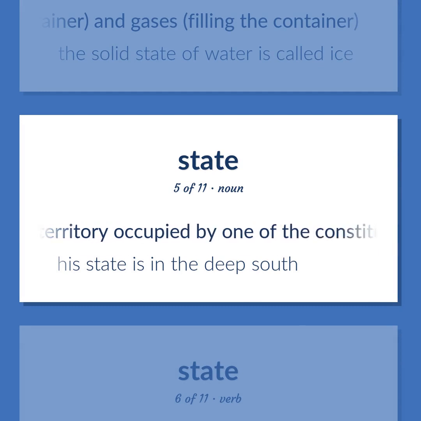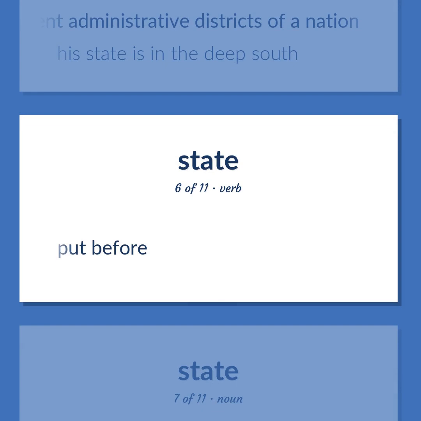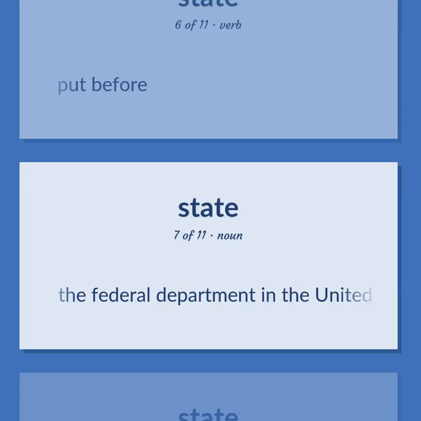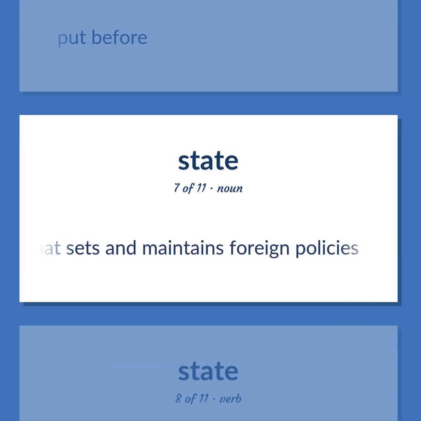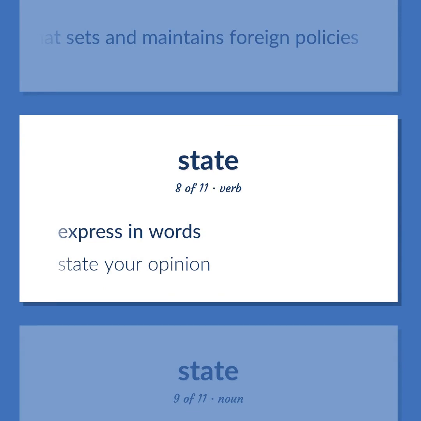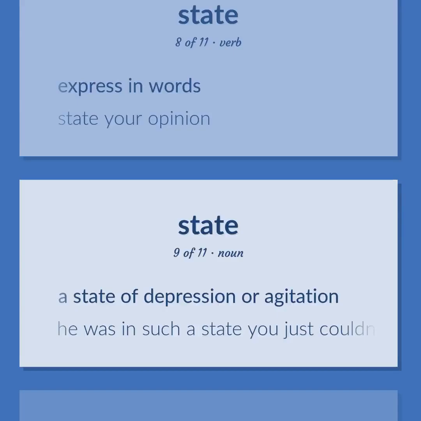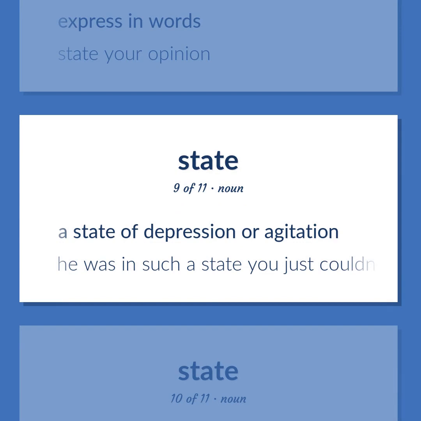The territory occupied by one of the constituent administrative districts of a nation. His state is in the deep south. Put before. The federal department in the United States that sets and maintains foreign policies. Express in words. State your opinion. A state of depression or agitation. He was in such a state you just couldn't reason with him.